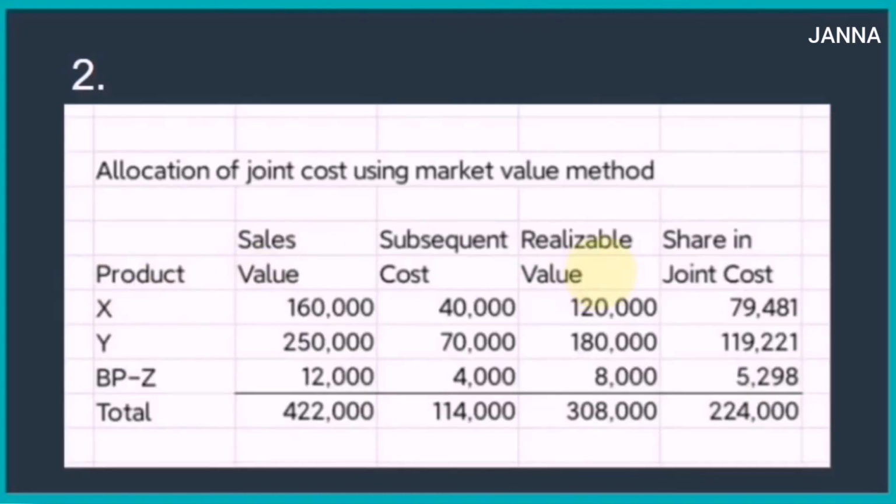So, the sum or the total share in joint cost of the three products is 204,000. Same sa sinabi sa problem na joint cost na 204,000 yung given kanina.